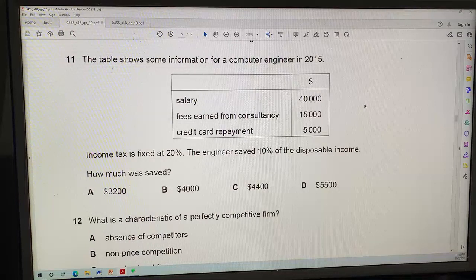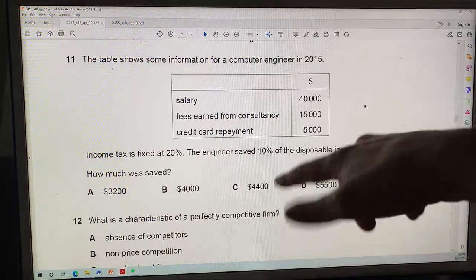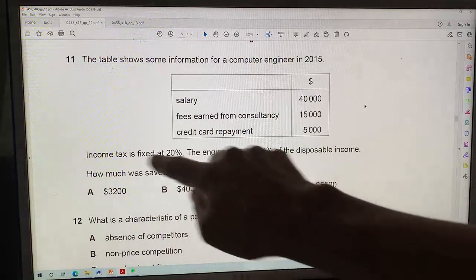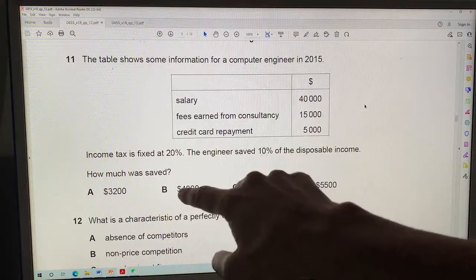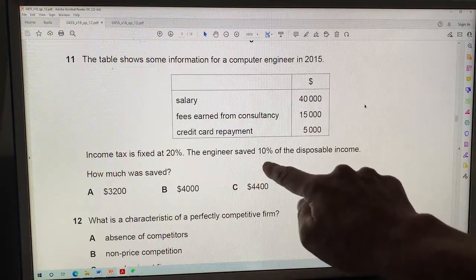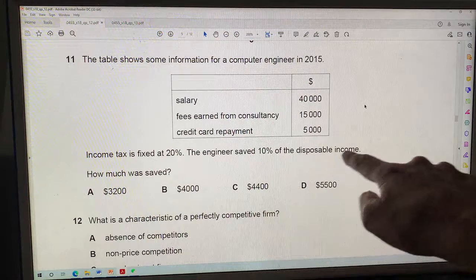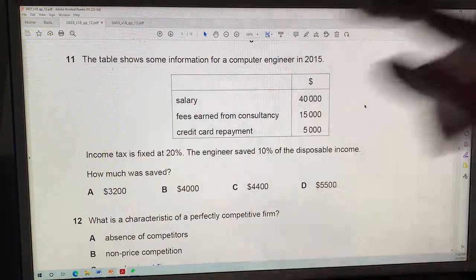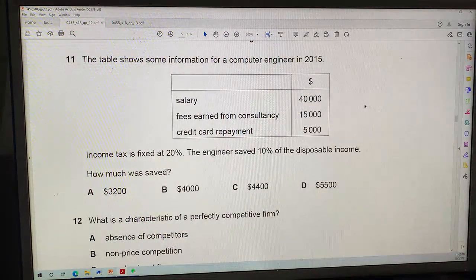Q11. Let's see, here's a table. The numbers are not useful now, so I'll just look at this information. Income tax is fixed at 20%, and the engineer saved 10% of disposable income. How much was saved? Let's see.